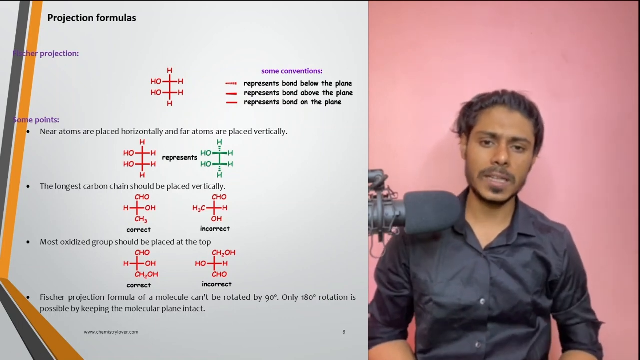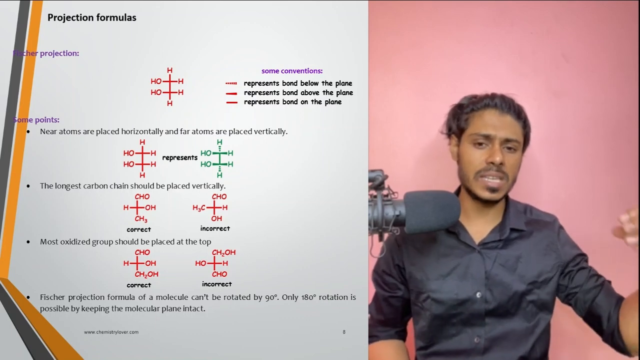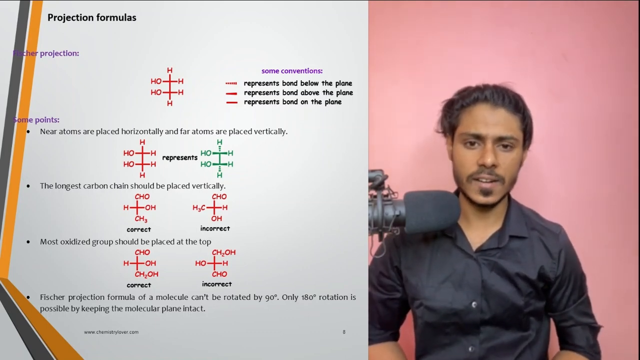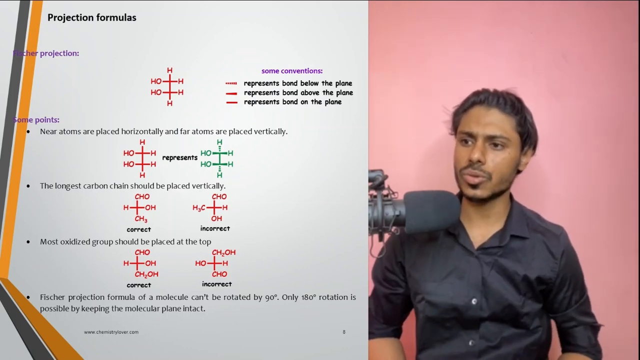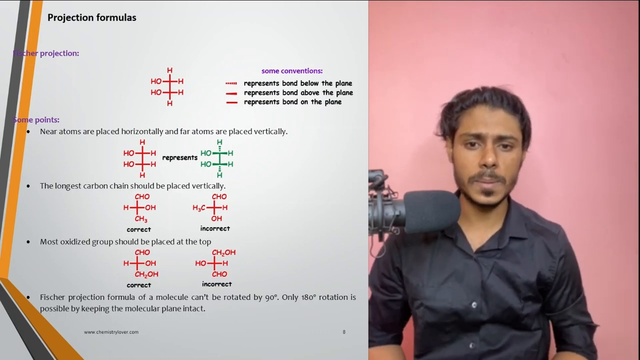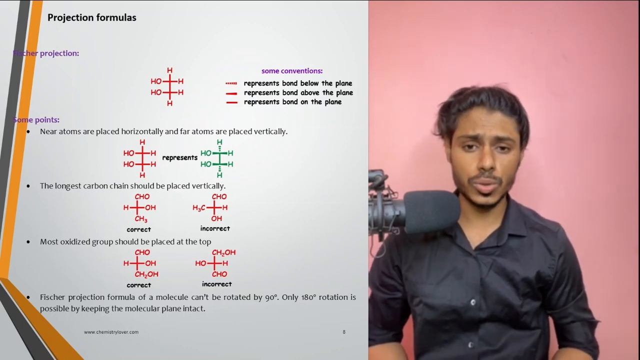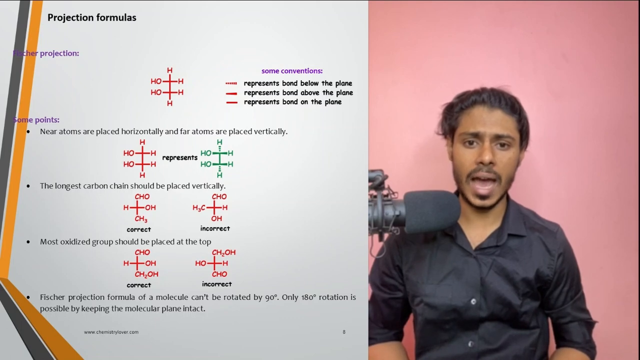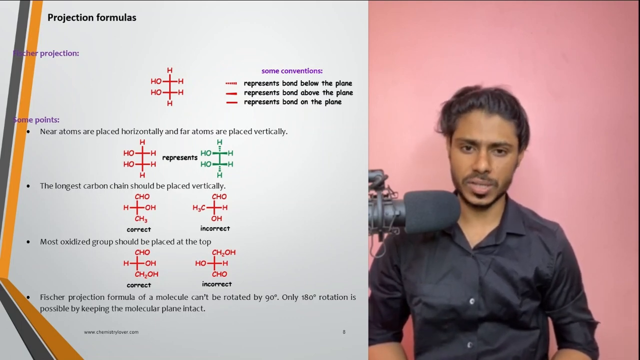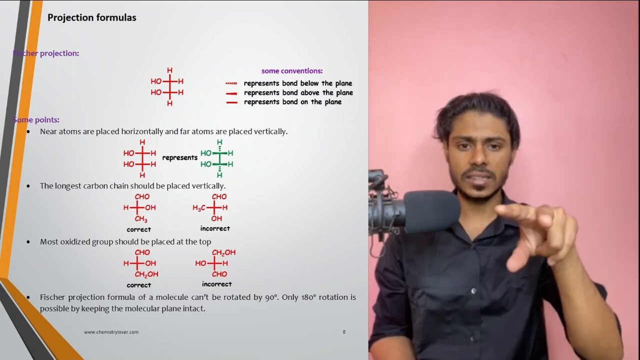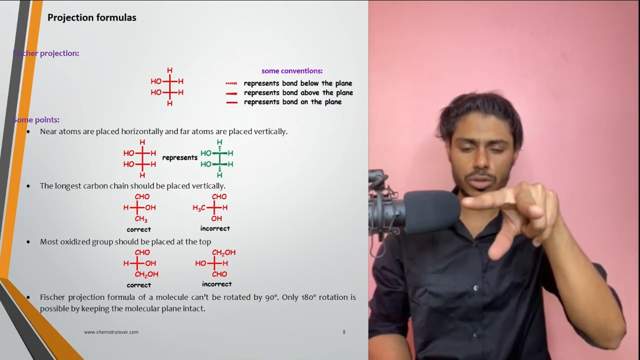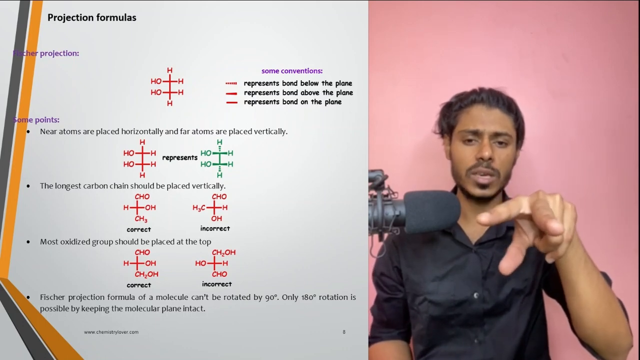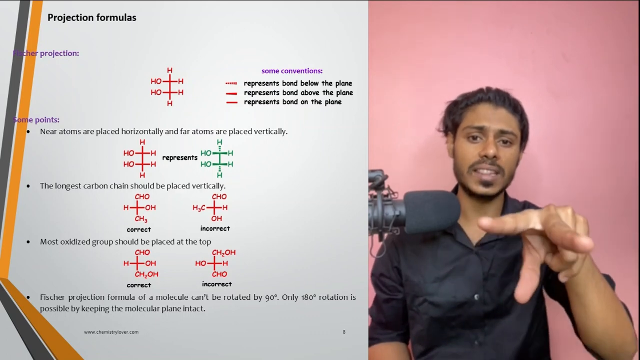So we have different projection formulas, but the very common and very simple one is the Fischer projection formula, which is represented here. Here we have the ethylene glycol molecule. Ethylene glycol is taken as a reference, and you can see the first representation is actually the Fischer projection formula. Now there are some rules which you have to follow when you represent a molecule in the Fischer projection formula. So the first rule is your near atoms should be placed horizontally. Near atoms means the atoms which are towards you. So the OH and the H, one on each side, are representing towards you, or they are actually pointing to the eyes of the observer. If you are the observer, they are pointing towards your eyes. So they are called near atoms, and they should be placed horizontally.